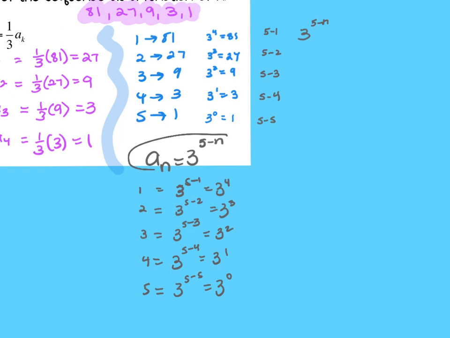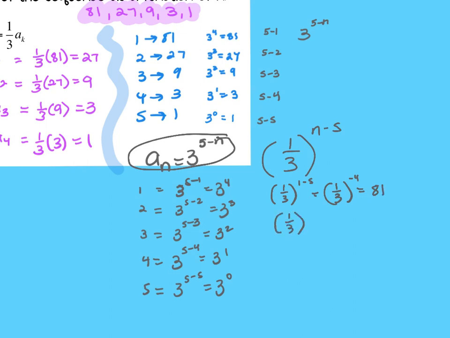So that works, right? I've also seen it done with the 1/3 and an n minus 5, so the other way around. If you do 1/3 to the n minus 5, I'd get 1/3 to the 1 minus 5, which is 1/3 to the negative 4, which becomes 81. And then 1/3 to the 2 minus 5 is 1/3 to the negative 3, which is 27. So both of these work. Realize that there's not always going to be just one answer, okay? Both of those can work. Does that make sense? Sometimes it's going to be easy. You're going to figure it out. Sometimes you're going to have to try a couple of different things.